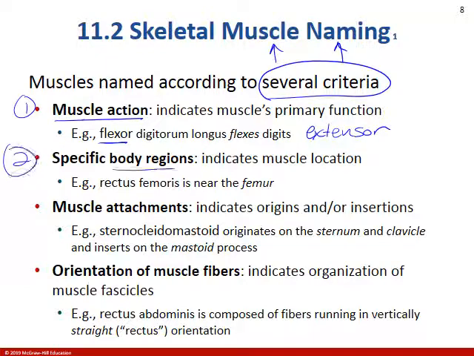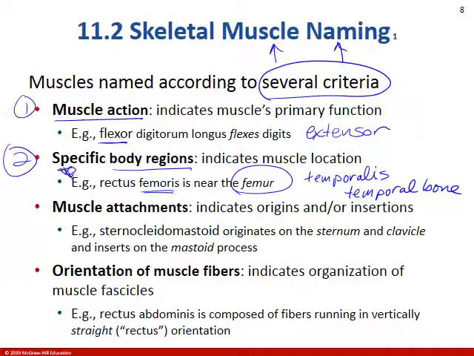Next, we name them after specific body regions. You can see here rectus femoris. Rectus femoris probably attaches at the femur, right? What about this one? The muscle name is temporalis. It probably sits directly on top of your temporal bone. So these are really nice.